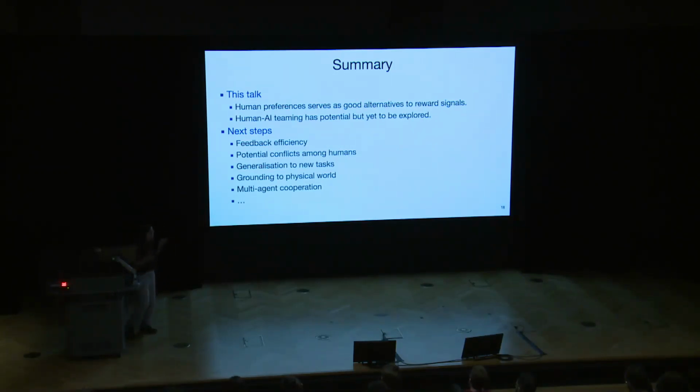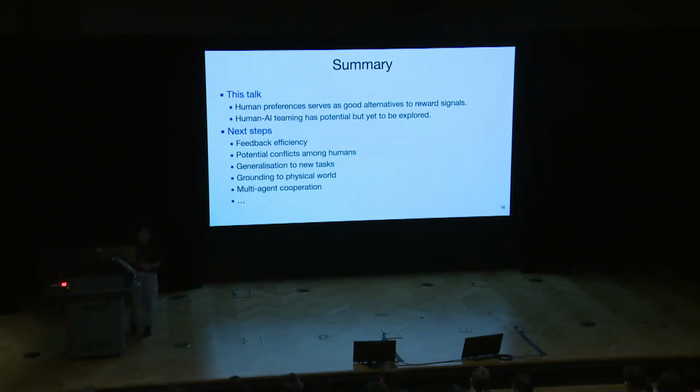Human-AI teaming, human-AI coordination, has currently attracted some attention for tasks like cooking games, very easy cooking games. But it has many potentials, for example human-robot coordination, which has not yet been fully explored.